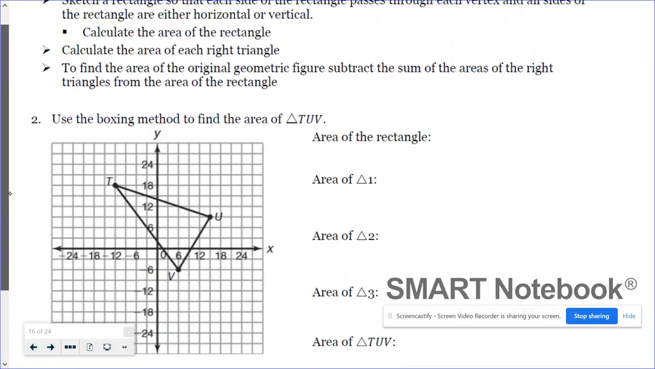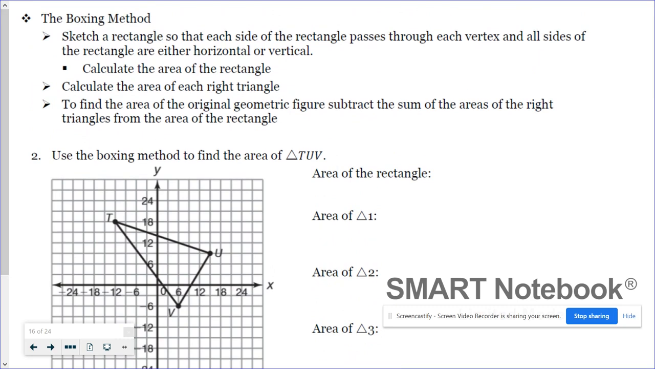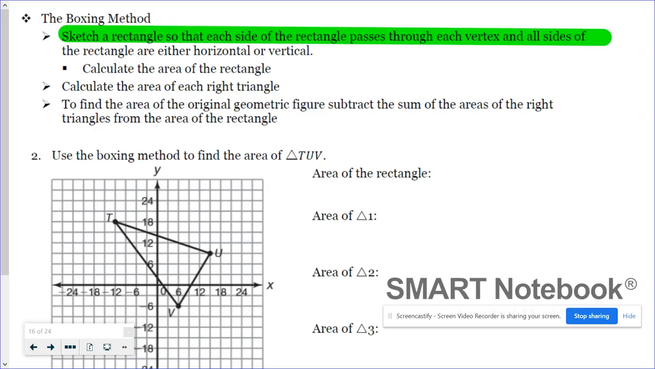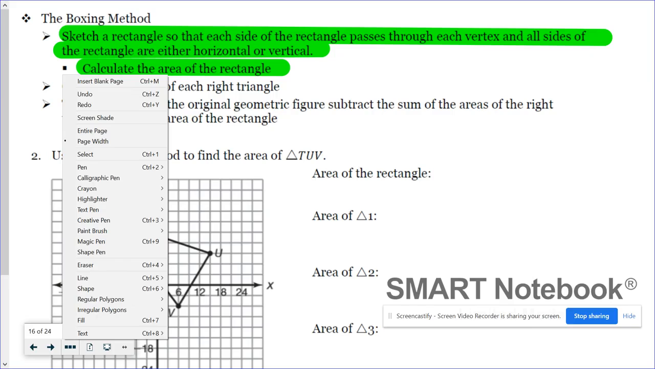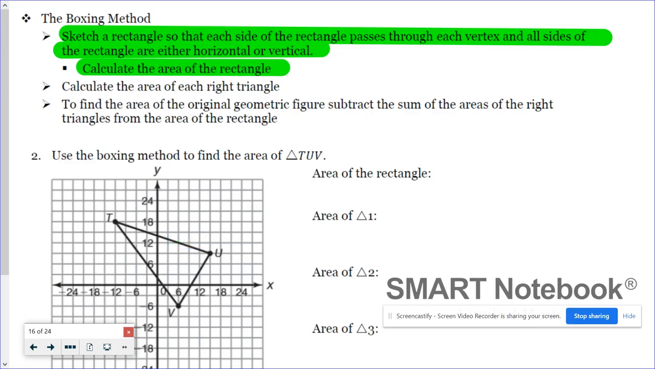So we have this method called the boxing method. The boxing method involves sketching a rectangle, and you basically want to frame the entire figure in the rectangle, but you want each side of the rectangle to pass through each of the vertices. And then we simply calculate the area of the rectangle. All right, so I'm going to do that here, and I'm going to draw a rectangle so that it passes through all three vertices.